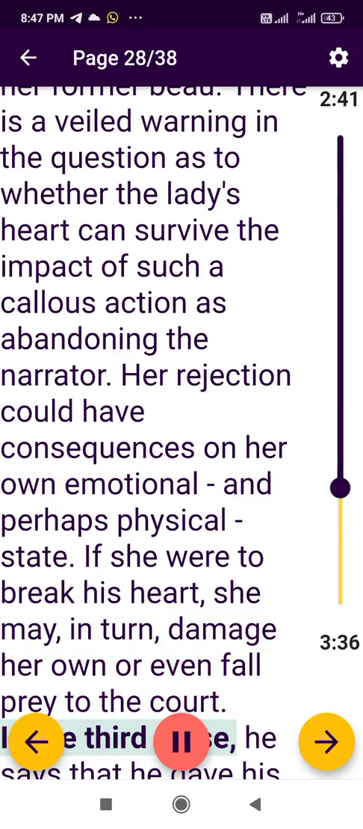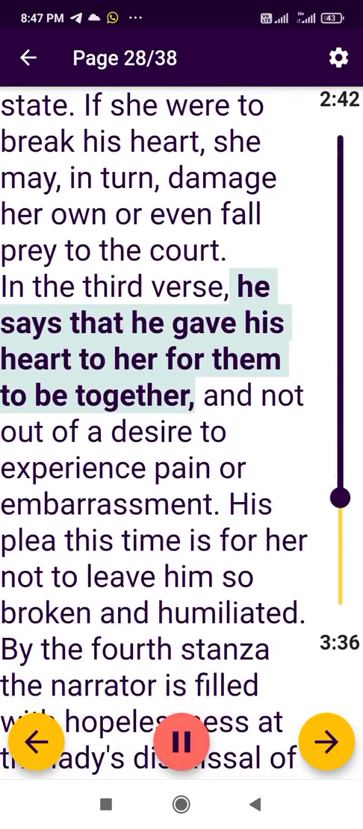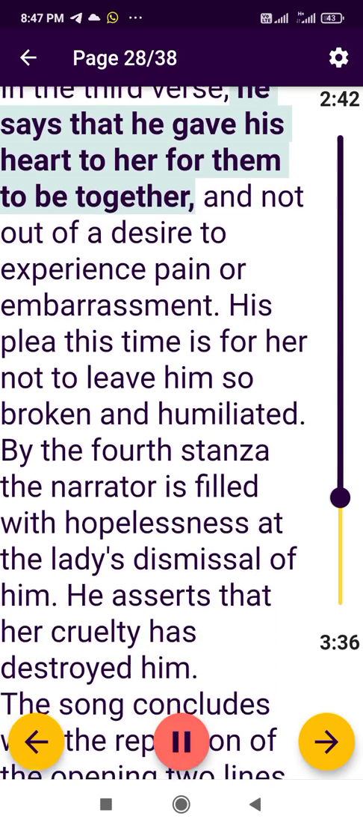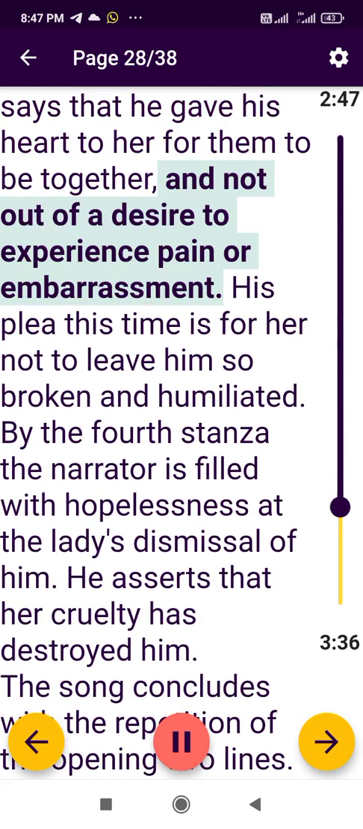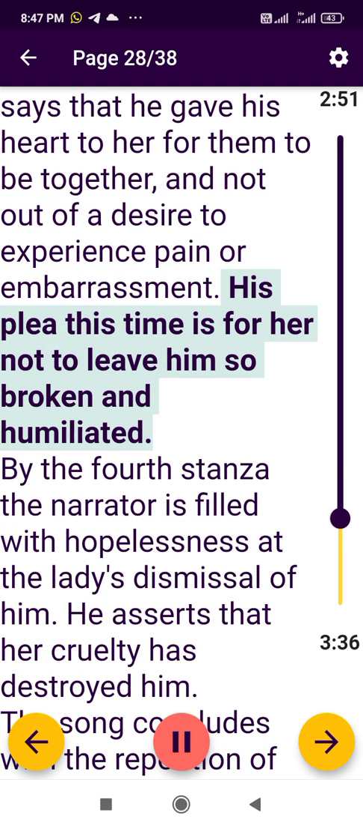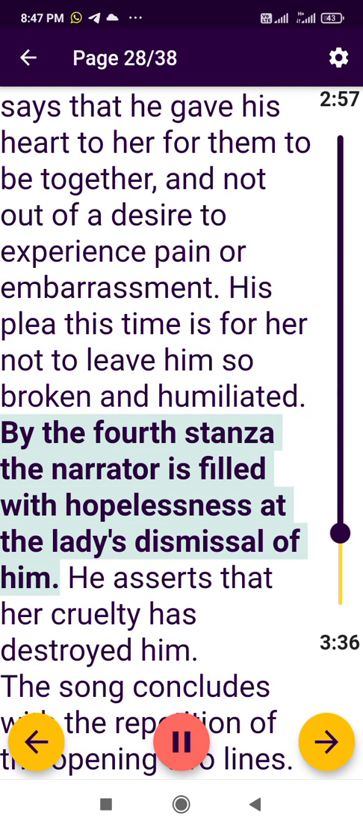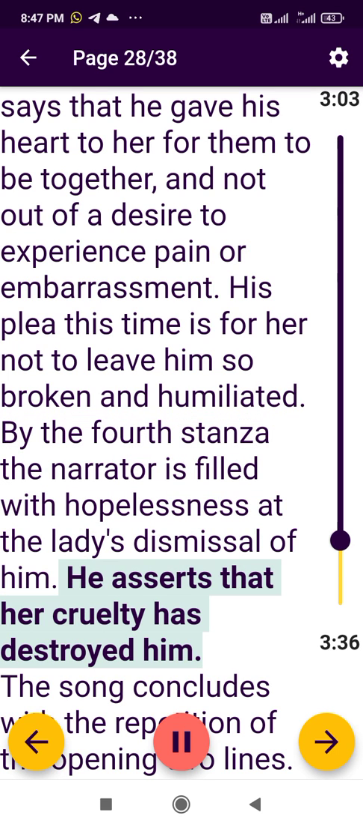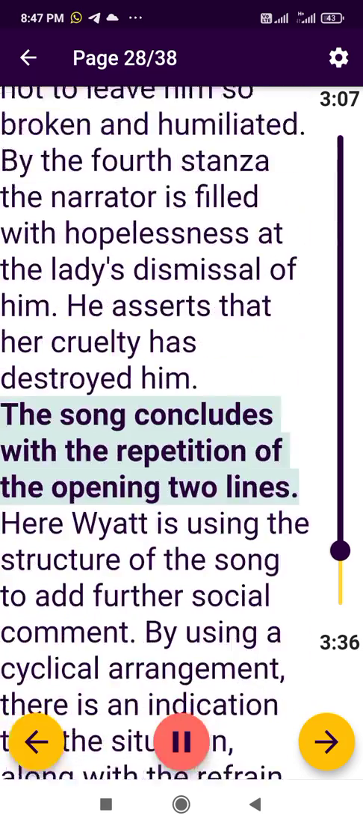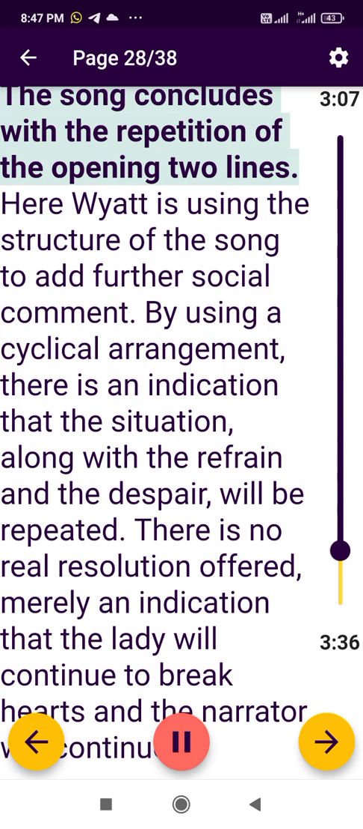In the third verse, he says that he gave his heart to her for them to be together, and not out of a desire to experience pain or embarrassment. His plea this time is for her not to leave him so broken and humiliated. By the fourth stanza the narrator is filled with hopelessness at the lady's dismissal of him. He asserts that her cruelty has destroyed him. The song concludes with the repetition of the opening two lines.